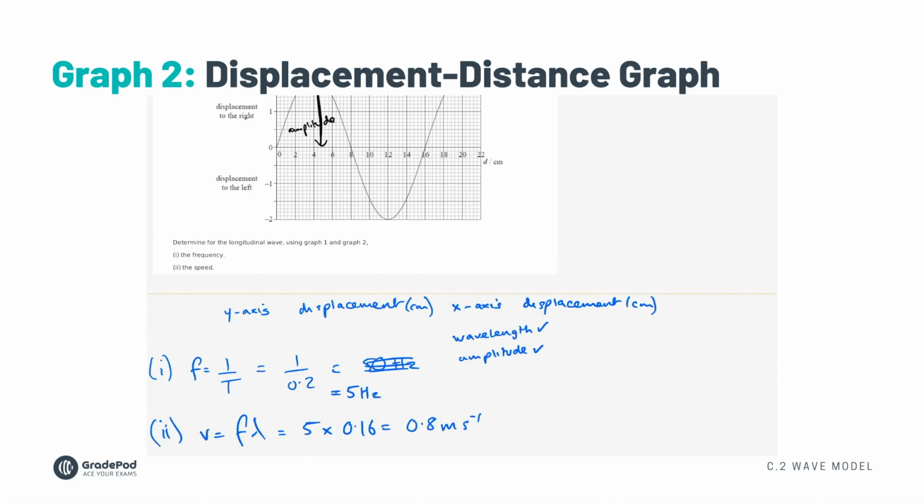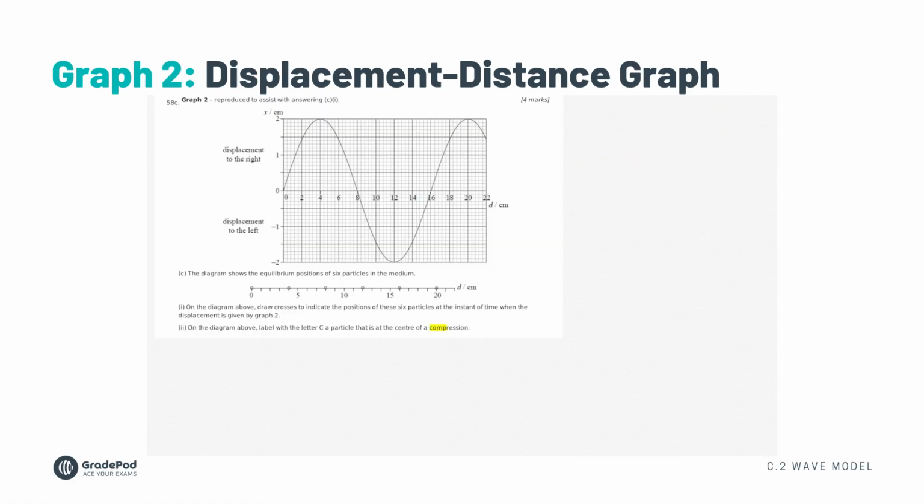So again, let's go over this. This is a different type of graph. This is a displacement graph, and from a displacement graph, you can find wavelength and amplitude. So this is a repeat of the second graph, and we've now got a new diagram here.